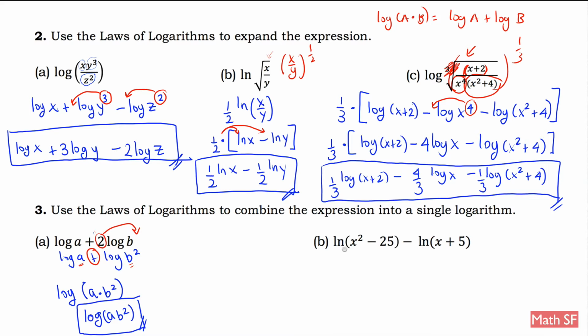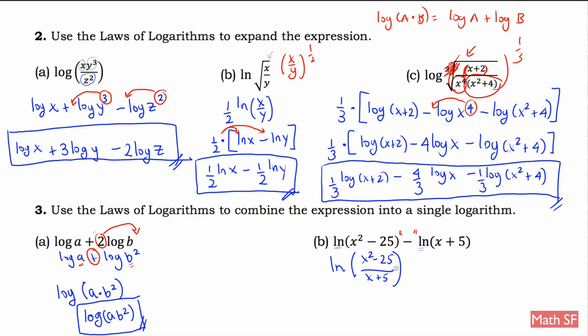In part B, we're going to apply the same technique. See, there are no coefficients here, so we're fine. I'm going to combine the ln's, because they have the same base, right? ln and ln. So I'm going to put the ln in, because they are subtracting here. See the minus sign here? They are subtracting, so I have to do division here. So over x plus 5.